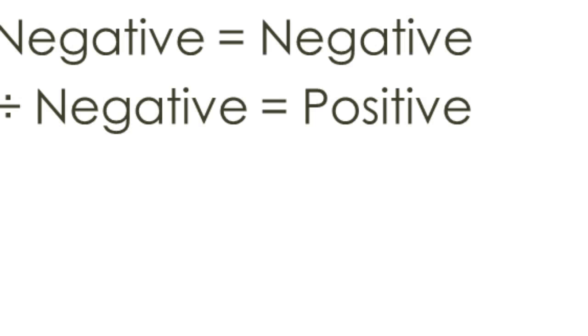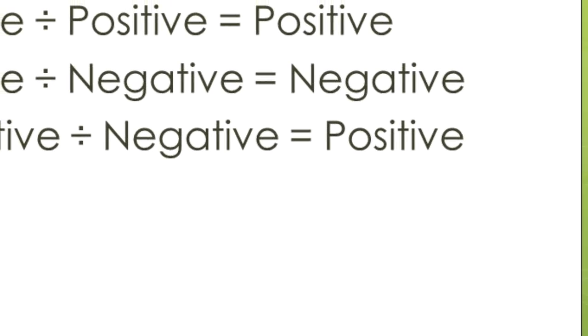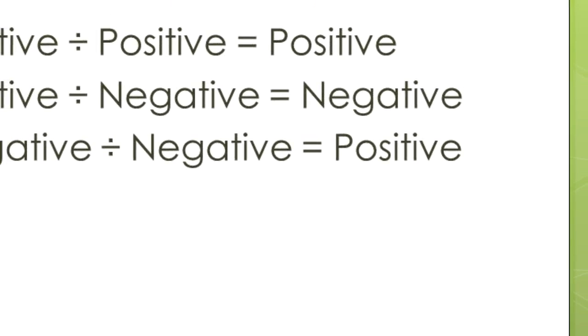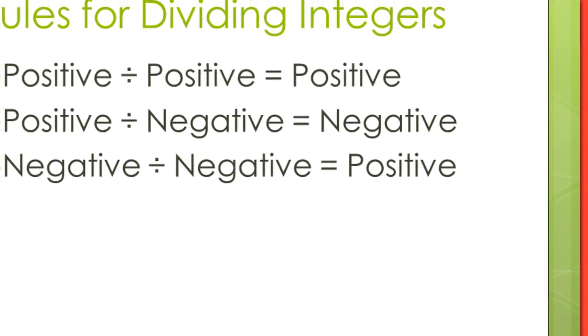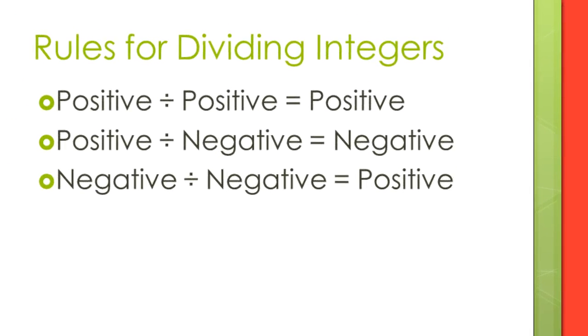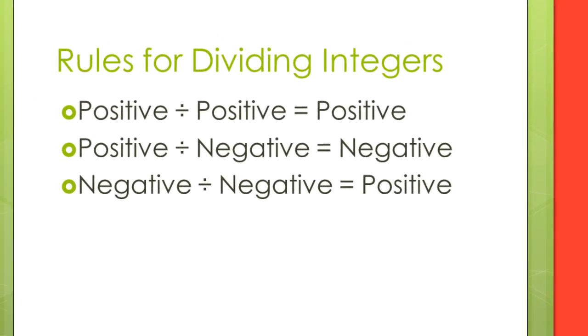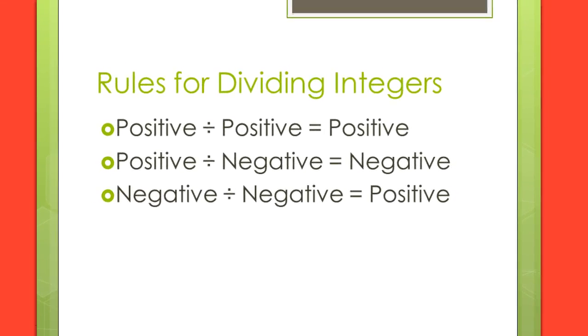Continuing right along then, division is just like multiplication. If you take a positive number and divide it by another positive number, your answer will be positive. If you mix the two, a positive divided by a negative or a negative divided by a positive, your answer will be negative. And the final one, if you're taking two negative numbers and dividing them, your answer is going to be positive. So the rules are the same as with multiplication. Your answers turn out the same.